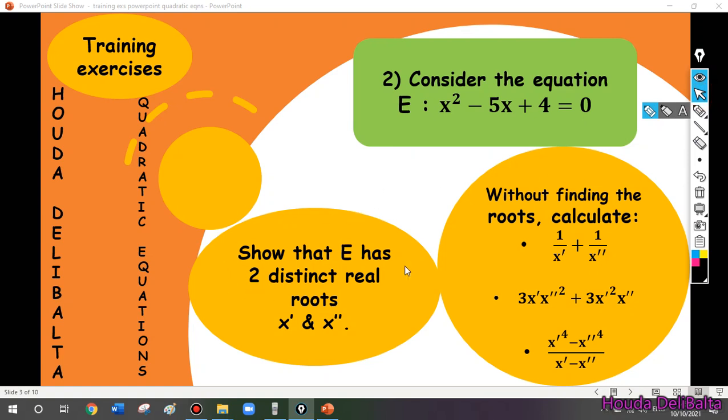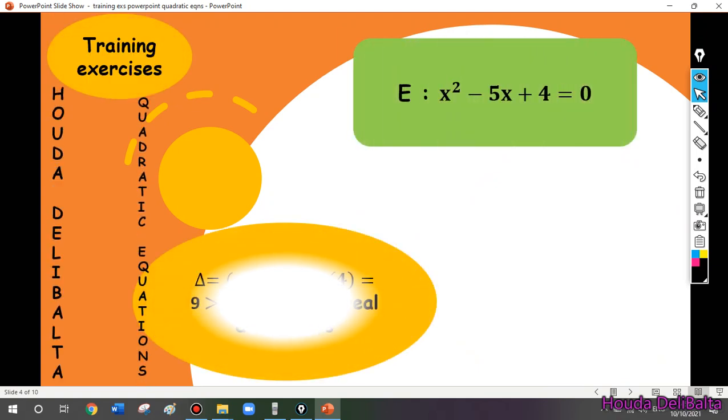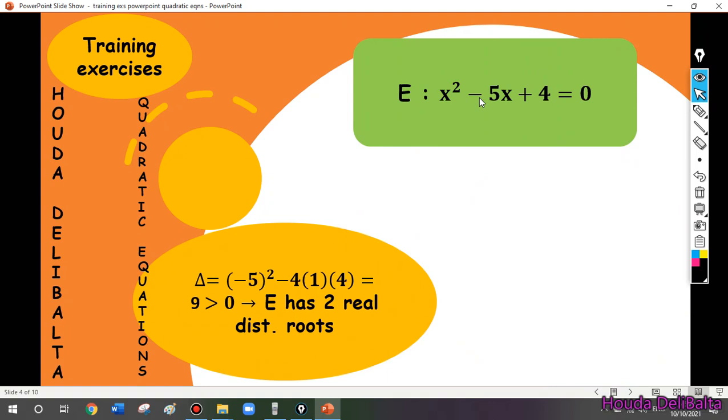Again and again, whenever we have to show that the equation has two real distinct roots, we have to go to delta, calculate delta, and prove it positive. So first of all, delta is equal to b squared, which is minus 5 squared, minus 4 into a, which is 1, and c, which is 4. Then delta is 25 minus 16, which is 9. Then 9 is positive, so the equation has two real distinct roots.